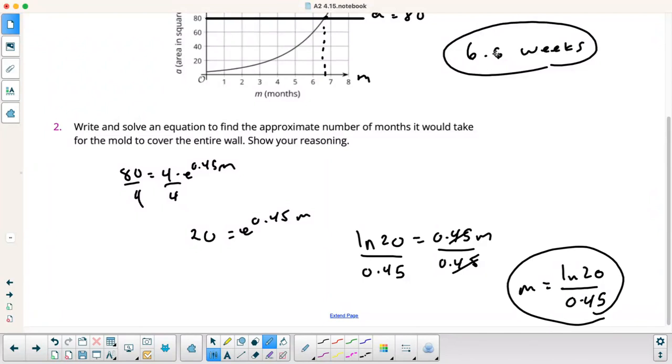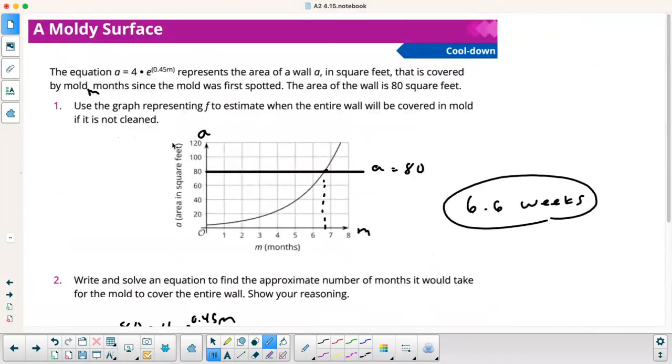Let's check and see how close I was on my graph. So I type ln of 20, natural log of 20, divided by 0.45, and I got 6.66 months. So we were close. Obviously, this is much more accurate, but obviously the graphing method is much faster.